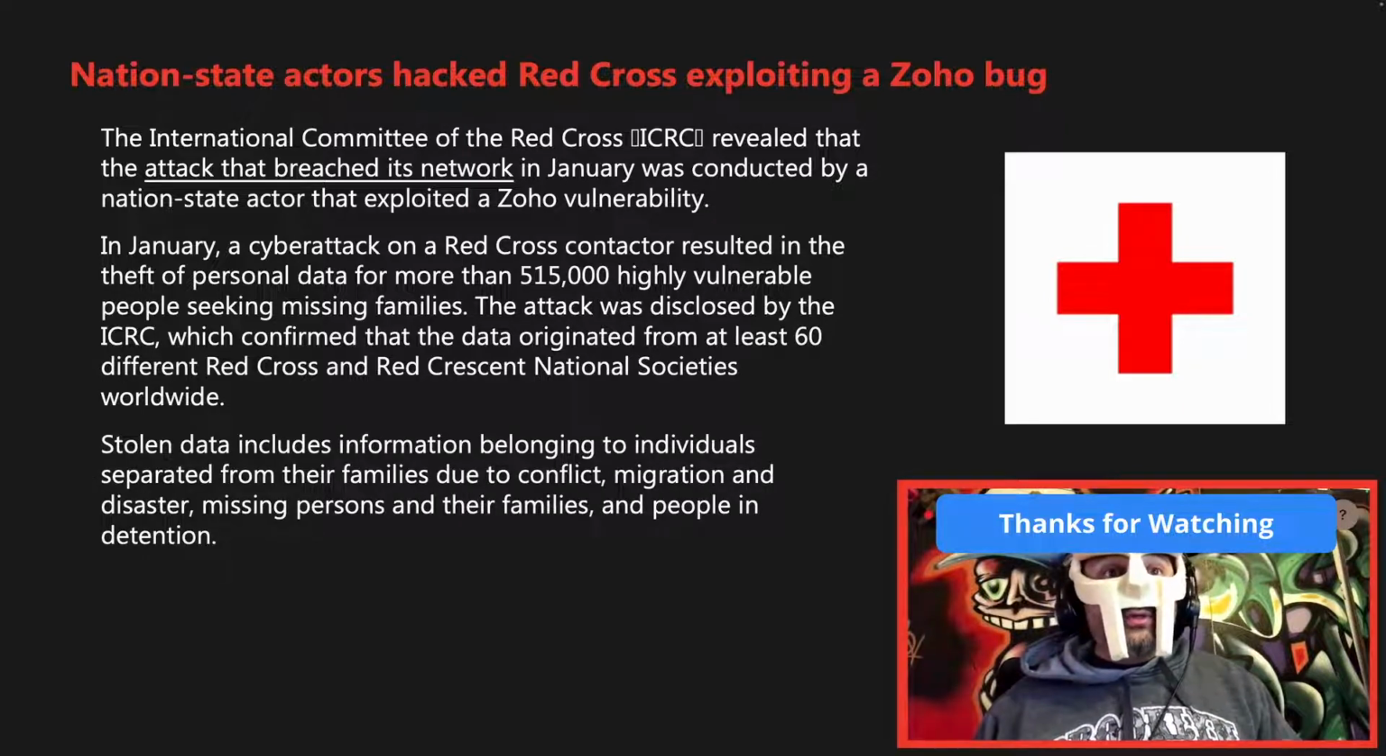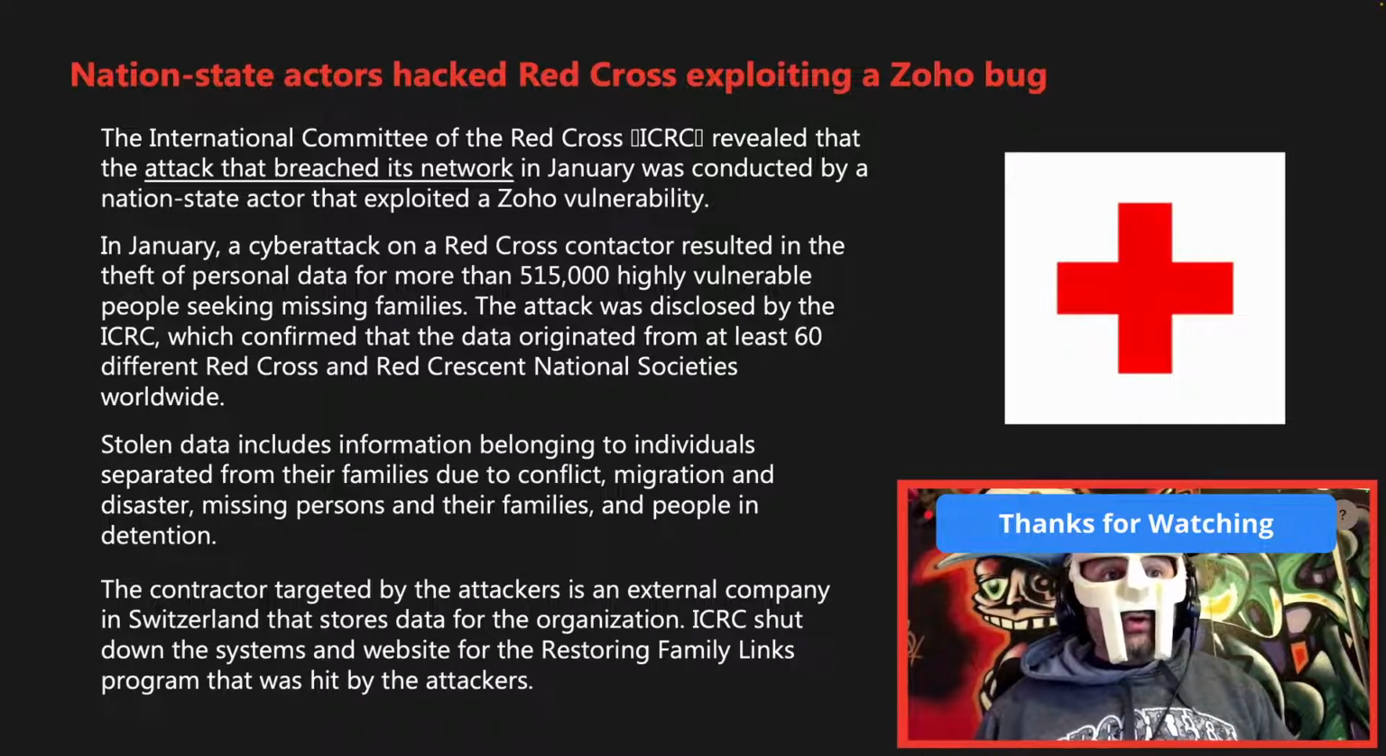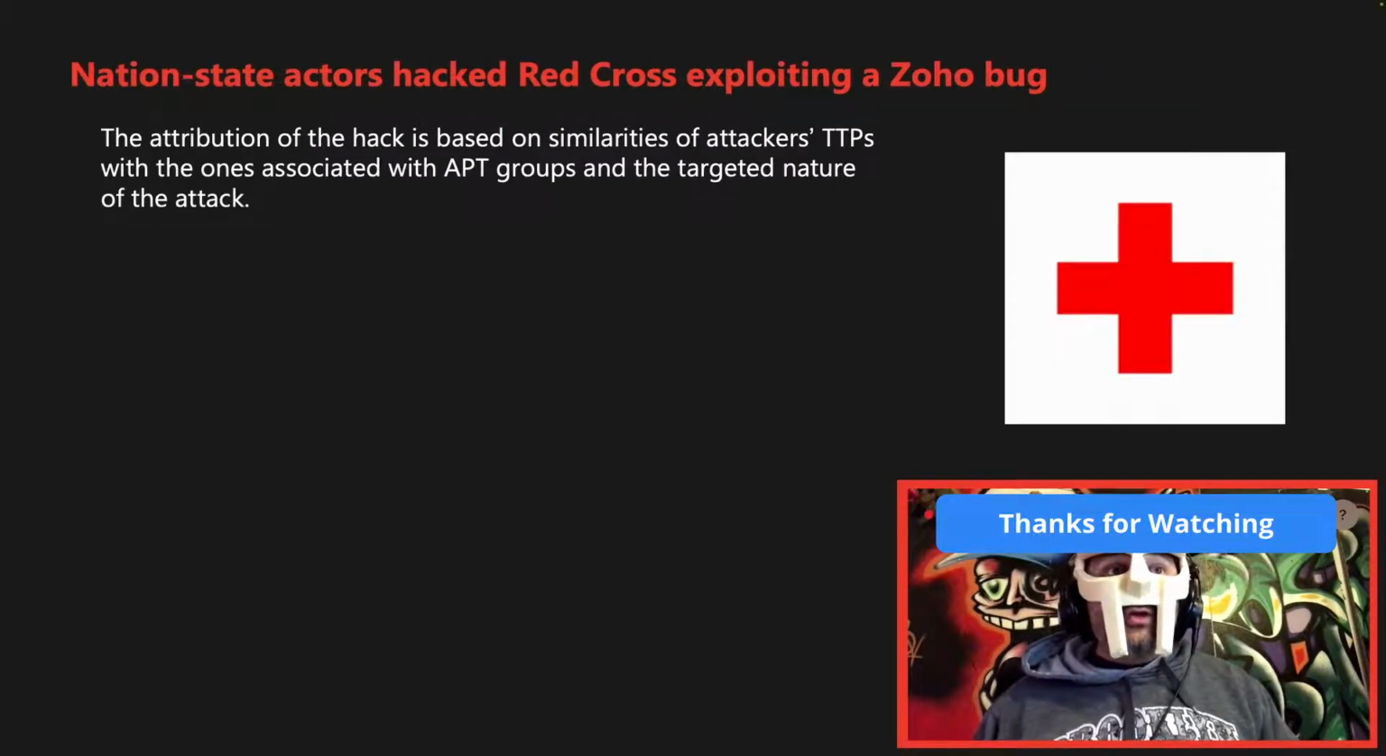Stolen data includes information belonging to individuals separated from their families due to conflict, migration, and disaster, missing persons and their families, and people in detention. The contractor targeted by the attackers is an external company in Switzerland that stores data for the organization. ICRC shut down the systems and website for the Restoring Family Links program that was hit by the attackers. The attribution of the hack is based on similarities of attackers' TTPs with the ones associated with APT groups and the targeted nature of the attack.